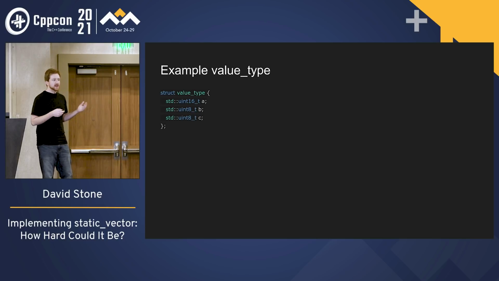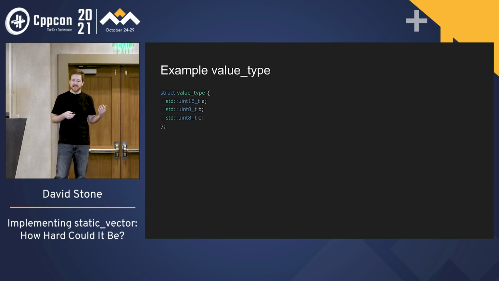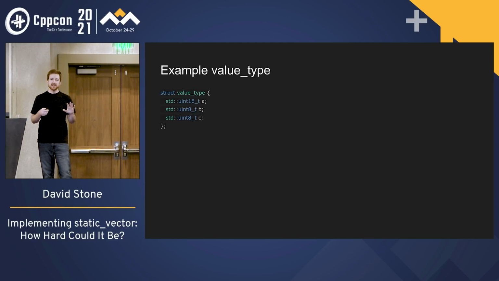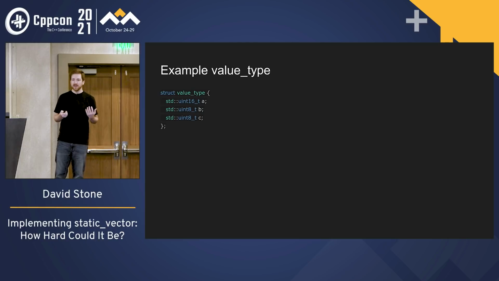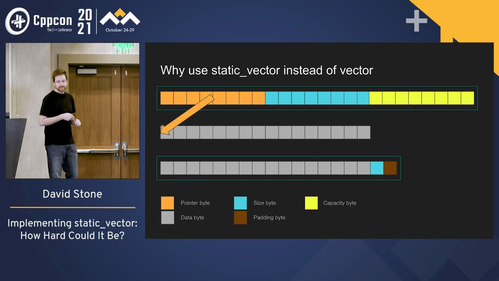So I'm going to show an example of the memory layout. And the value type I'm using for this example would be something that looks like this. I chose this particular value type because it matches a specific value type that I was working with that drove me to implement static vector to begin with. So this is my real world example, with a type that looks just like this as the value type.